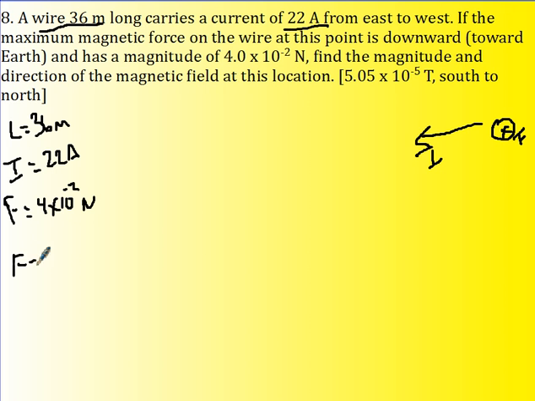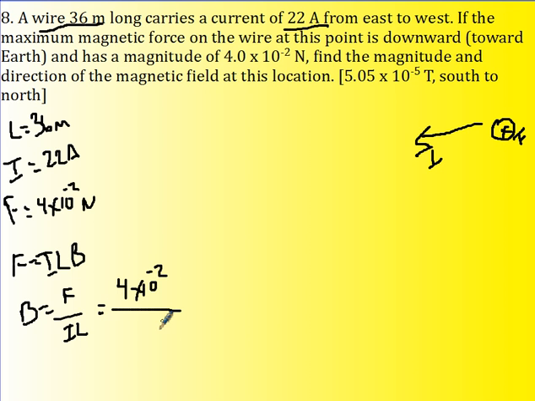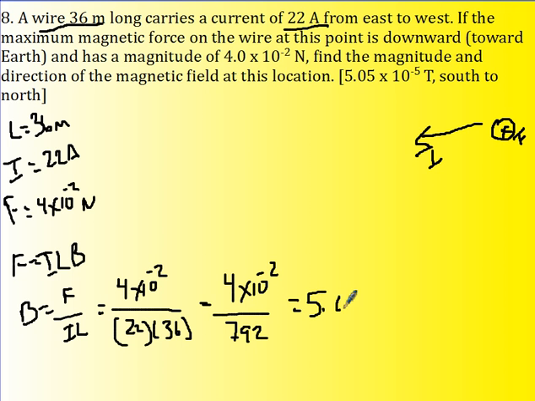So I know in this case F is BIL. So B is F divided by IL. F is 4 times 10 to the negative 2. The current is 22 amps. And L is 36 meters. So this is going to be 4 times 10 to the negative 2 divided by, now you want to do 22 times 36, and that gives you 792. 4 times 10 to the negative 2 divided by 792 is 5.05 times 10 to the negative 5 Teslas.